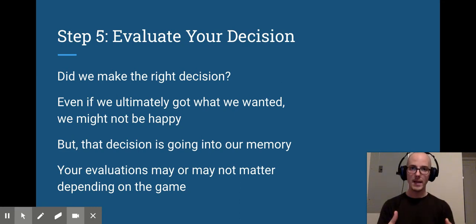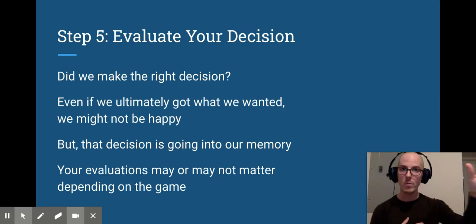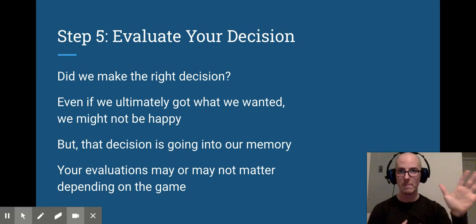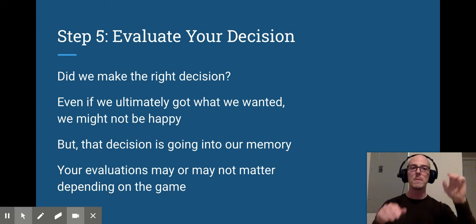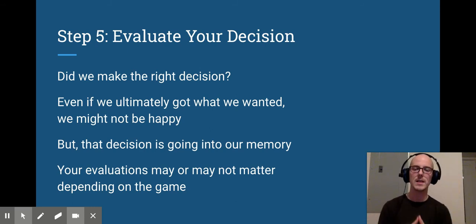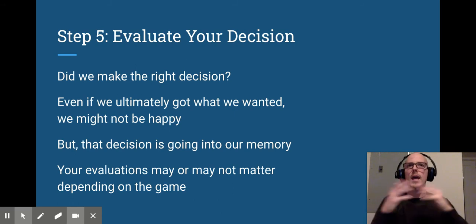In a role playing game, we actually do step 5 a lot more often than we do step 5 in the real world. We go through this 5-step process a lot when we're making decisions, but we oftentimes miss this last step. We don't spend a whole lot of time evaluating our decisions. And as a result, we can get into bad habits about how we make decisions.